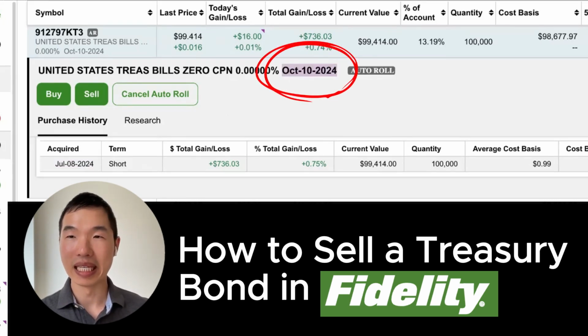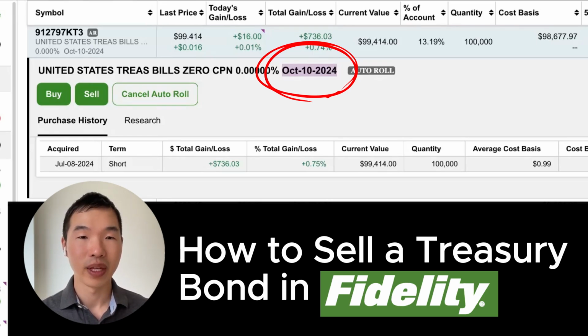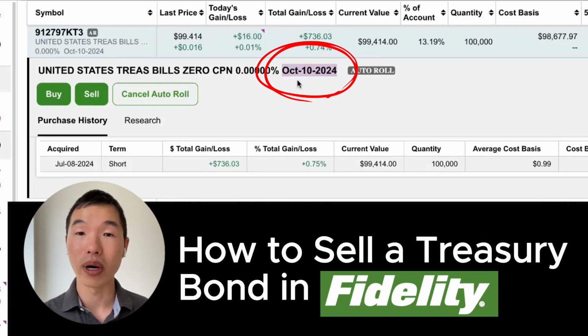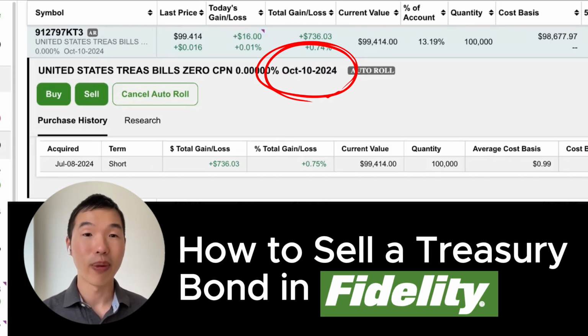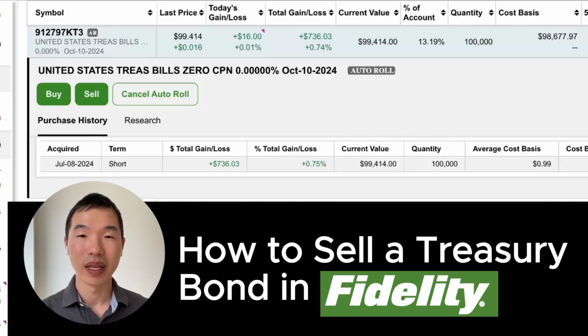So today it is the end of August. So let's say, for example, we want to sell this treasury bond before it matures on October 10th. Now, most of the time, if you're selling a treasury bond, it might be a longer maturity treasury bond, meaning it doesn't mature in just a month and a half. However, the process should be about the same. The only difference potentially is for longer maturities, maybe it's a little bit less liquid, which impacts the bid-ask spread, which I'll show you in a moment.